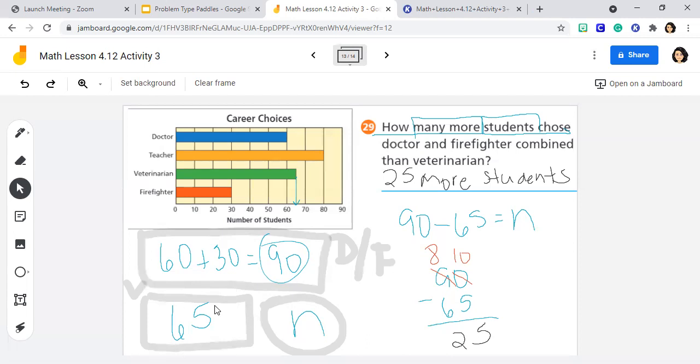Because one of my addends is what's missing, I know that this is also a subtraction problem. 90 minus 65 equals our number. And you can see that I wrote my equation right here. I then stacked it vertically. I ungrouped a number, which mom or dad would call borrowing, but we are taking one of the 10s and we're unpacking it here to make 10 ones. So we had enough to calculate our answer. How many more students chose doctor and firefighter combined than veterinarian? 25 more students.